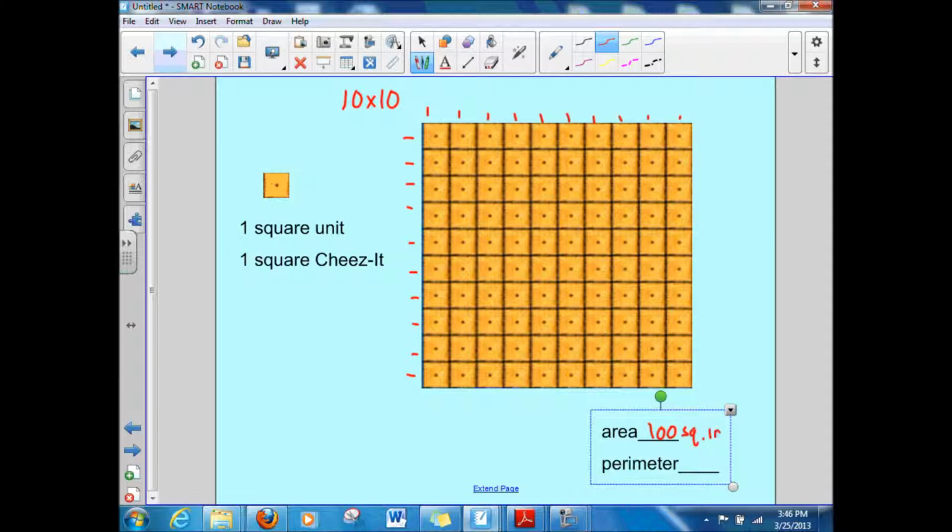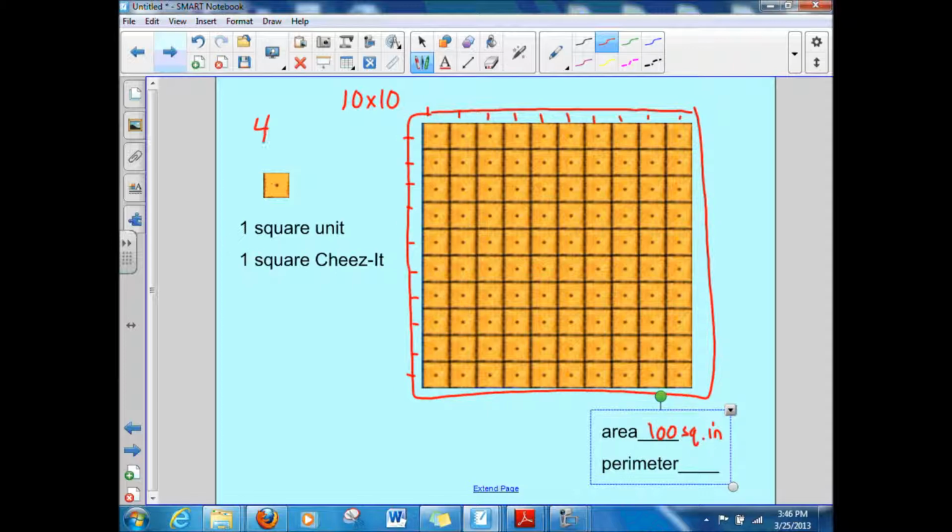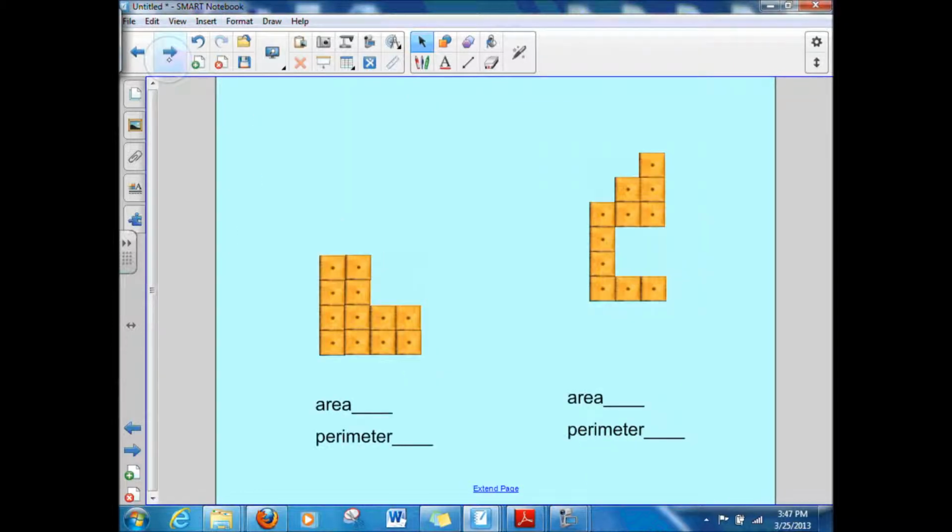Square inches. And the perimeter is 10 this way, and 10 this way, and 10 this way, and 10 this way. I have 4 sets of 10. 4 times 10 is 40 inches. So this is 40 inches. It's the perimeter. Okay, moving right along.